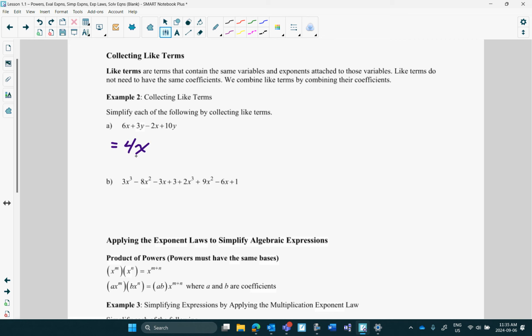That makes 4x. I've got a 3y and a 10y. That makes 13y. I can't combine the x and y's because they have different variables. So these two expressions are the exact same thing. But this is a heck of a lot easier to work with. Okay?